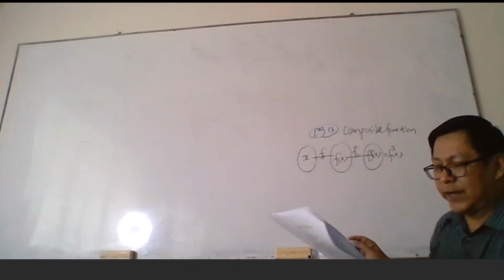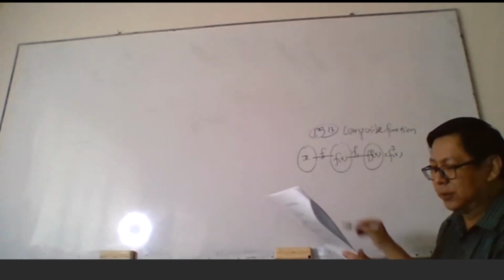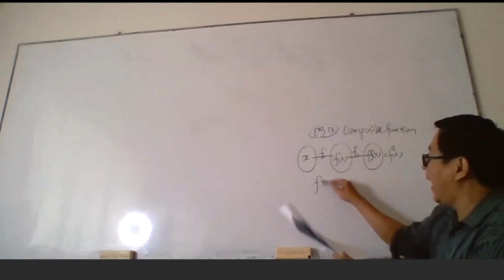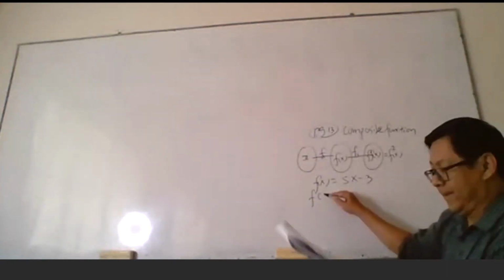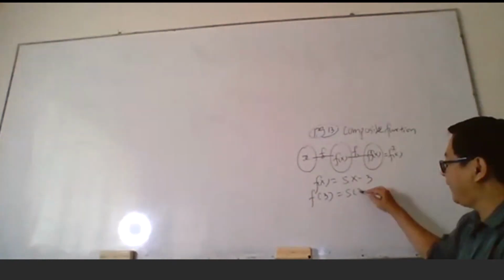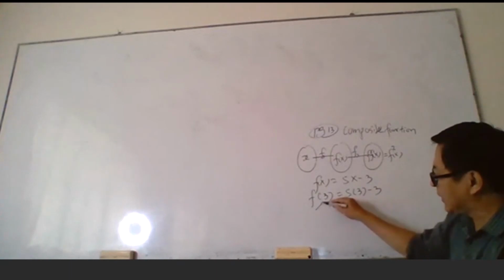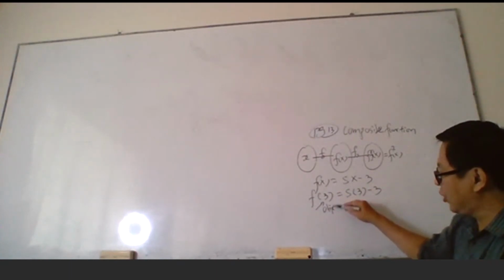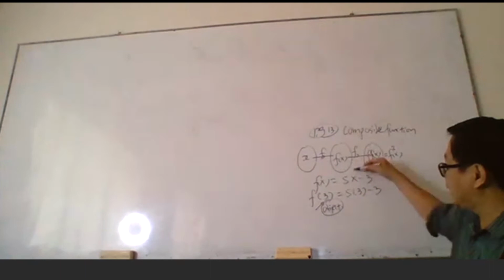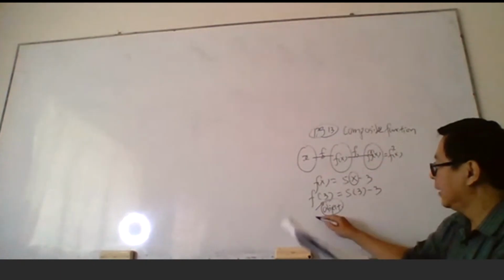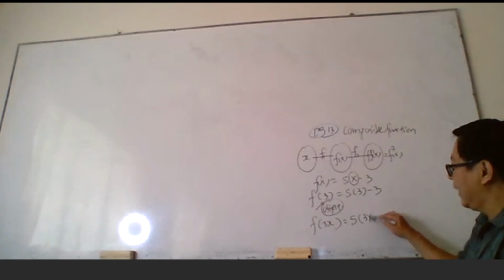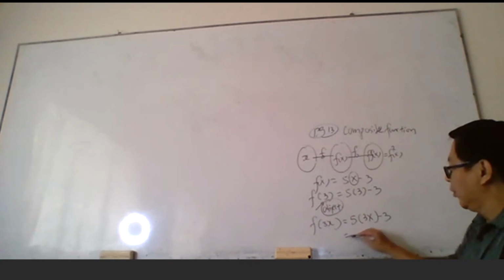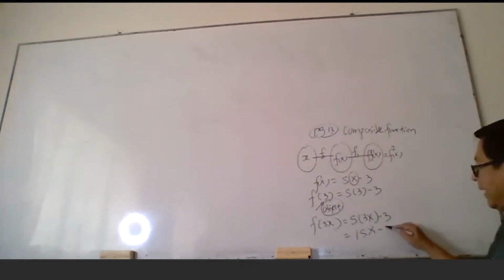Here we give you an example. If your fx is 5x minus 3, then f3 will be 5 times 3 minus 3. This number represents your object, and this object is going to replace the x. If this is your 3x, I'm sure that will get 5 times 3x minus 3, and you get 15x minus 3.